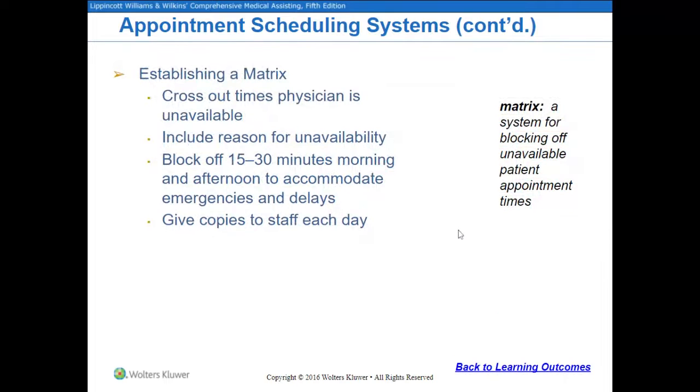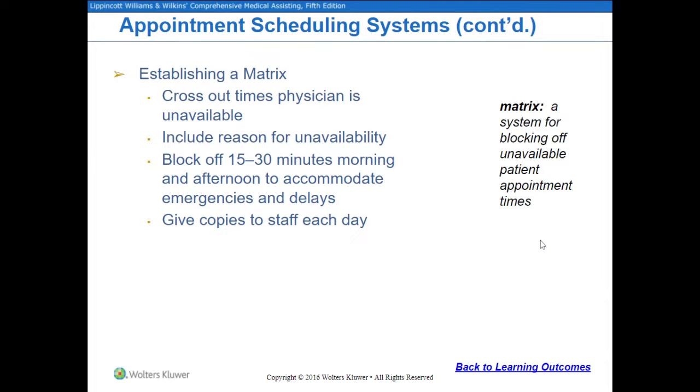All right, establishing the matrix. This is very important. The matrix is a system for blocking off unavailable patient appointment times. This is exam material. This is definitely something you need to know. You may see something like, what is the purpose of a matrix? It's a system for blocking off unavailable time.